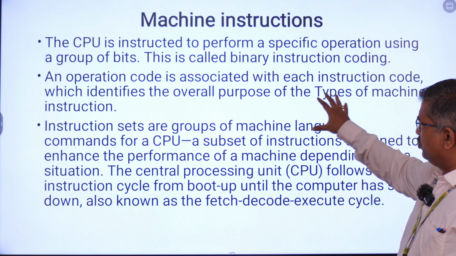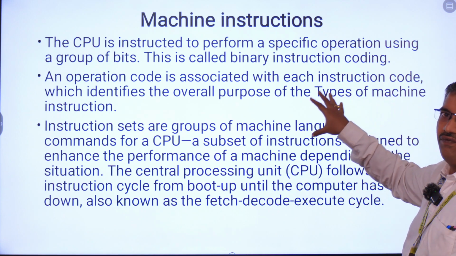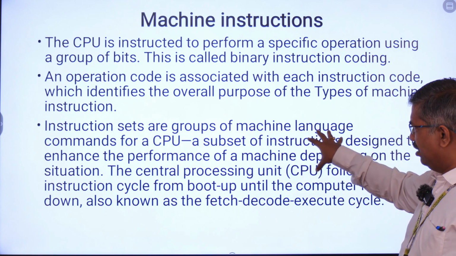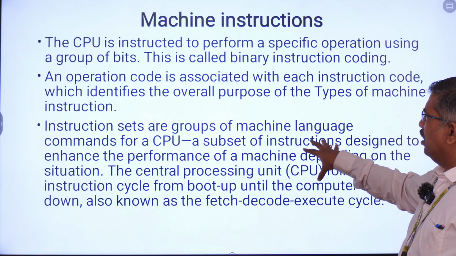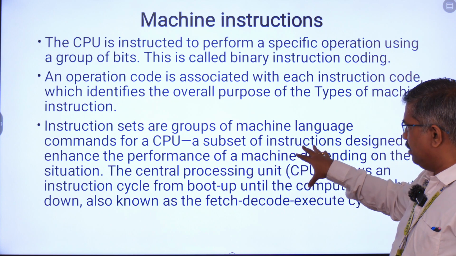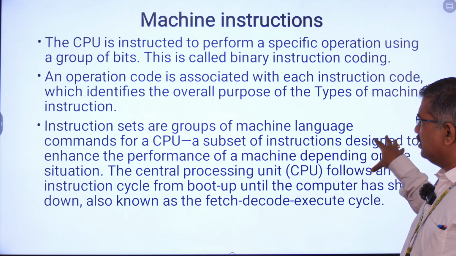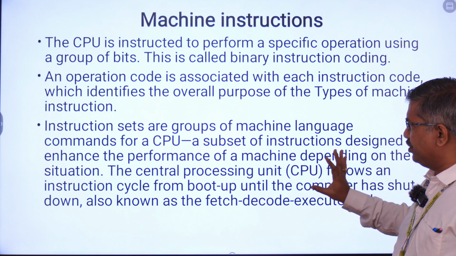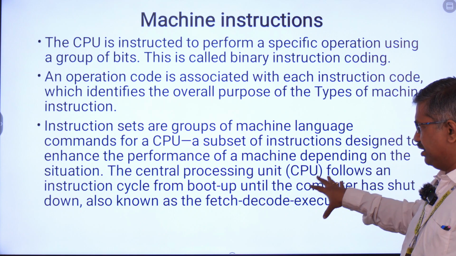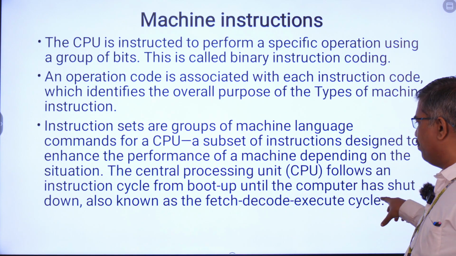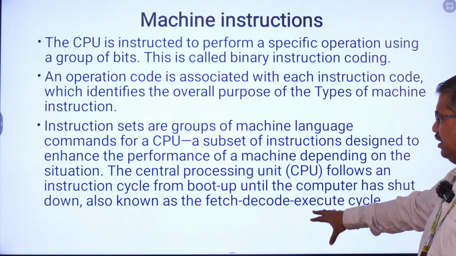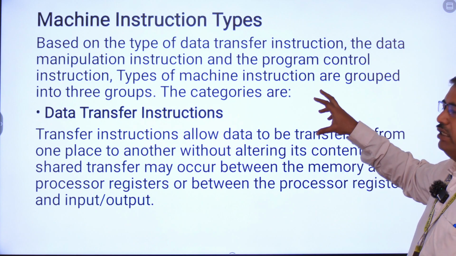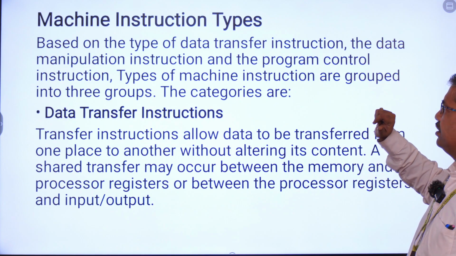The operation code is associated with each instruction, which identifies the overall purpose of the type of machine instruction. The instruction set is a group of machine language commands for a CPU, a subset of instructions designed to enhance the performance of the machine depending on the situation. The CPU follows an instruction cycle from boot up until the computer shuts down, known as the fetch, decode, execute cycle. There are three different types of machine instruction.